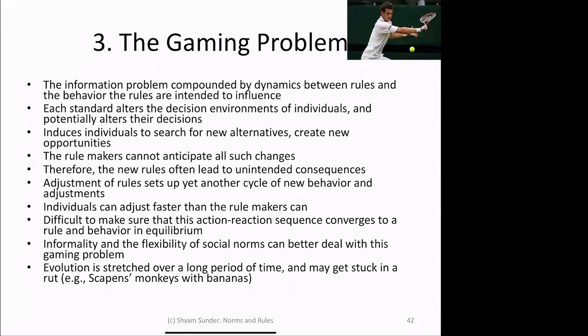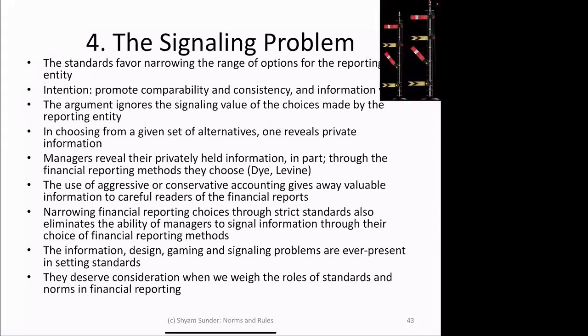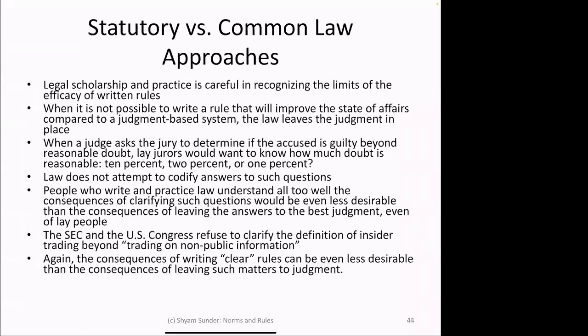As some of you probably have seen, are familiar with Escapens monkeys with bananas experiment. I don't think I have the time to go into that, so I'll skip that unless somebody wants to know. And fourth is a signaling problem, that excluding choice to reporting entities reduces the possibility that those entities can convey more information by signaling through their choice of the methods of accounting that they choose.